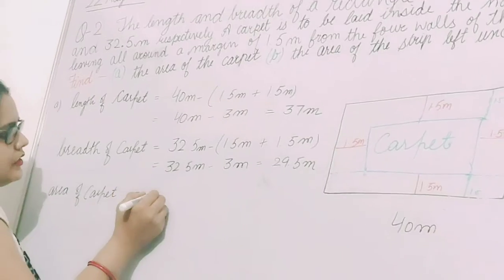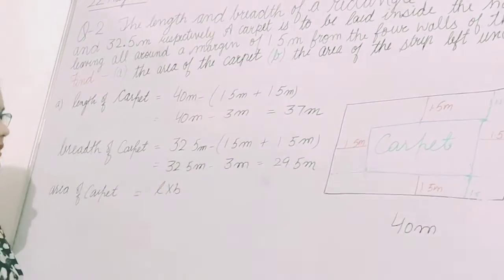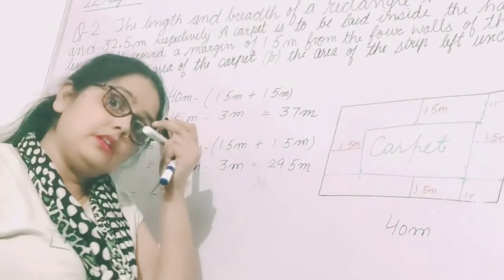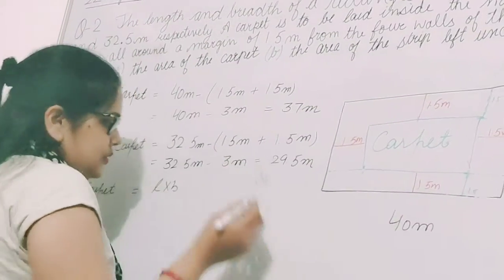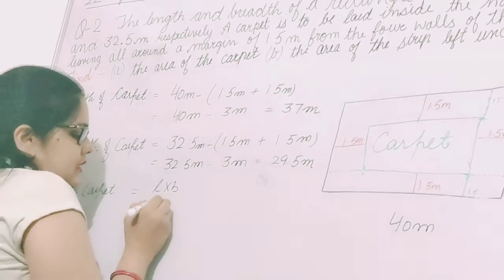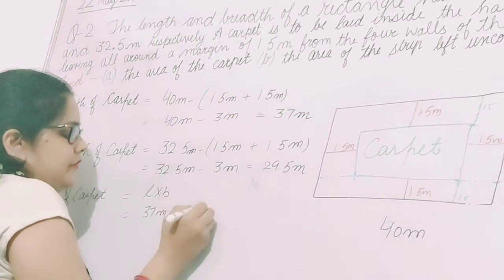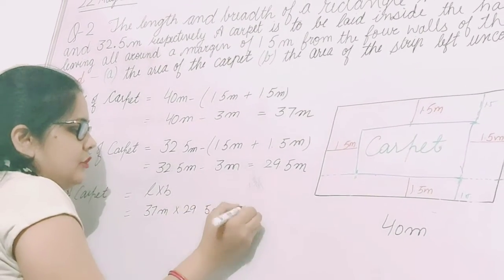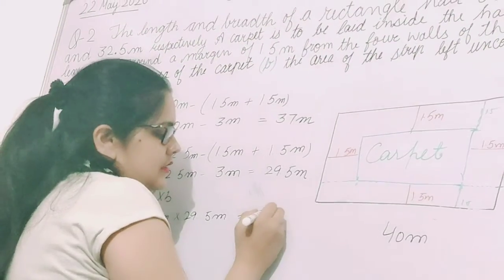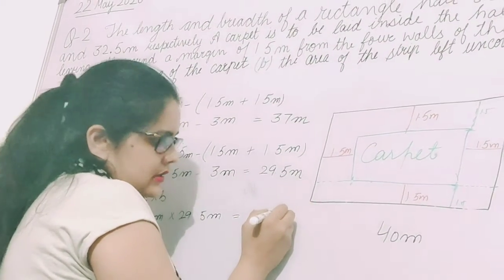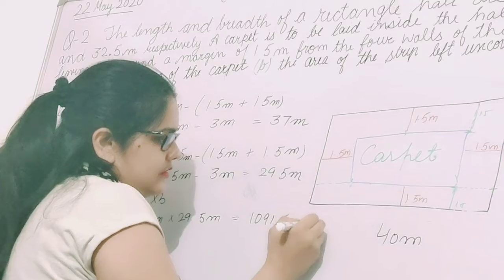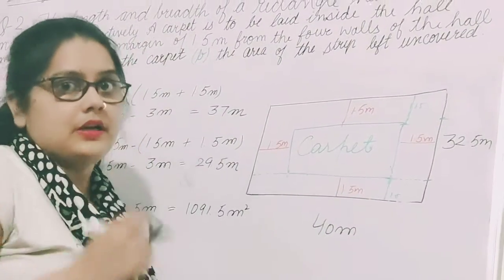So now area of carpet. Area of carpet is what? Length into breadth, because carpet is in rectangular shape. So that means 37 meter multiplied by 29.5 meter. When you multiply, you will get 1091.5 meters square. A part done.